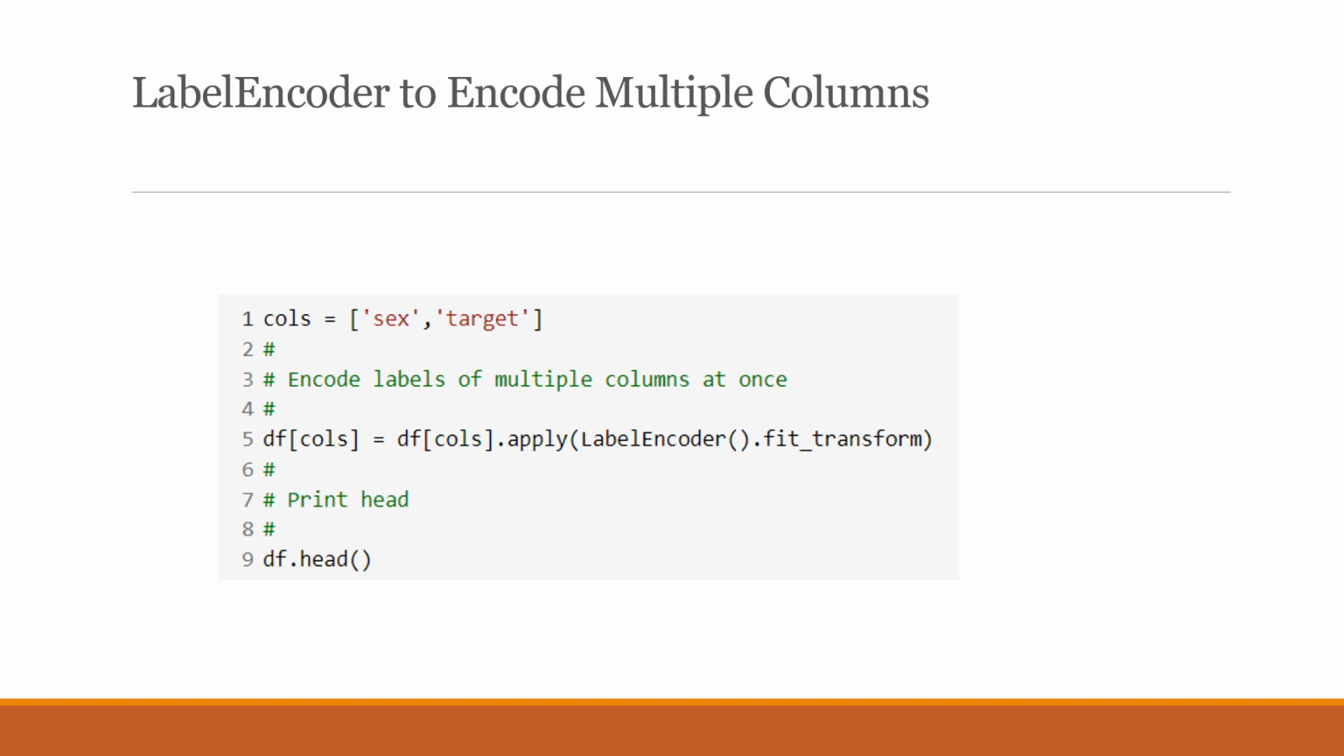Finally, we use the head method in order to display the first few rows of the encoded data frame. This allows us to see the transformed data and verify that the label encoding has been applied correctly.